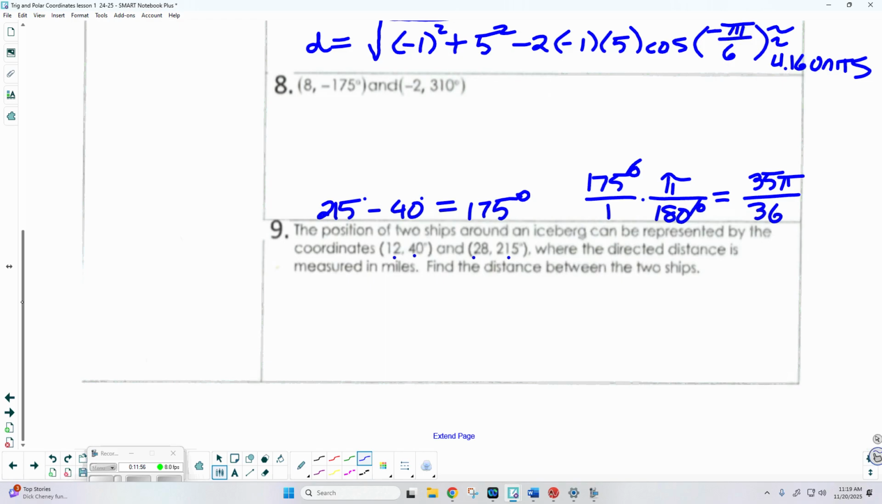Okay, are we about ready? We're going to round this to 2 decimal places as well. Everybody ready, or do we need a few more seconds?